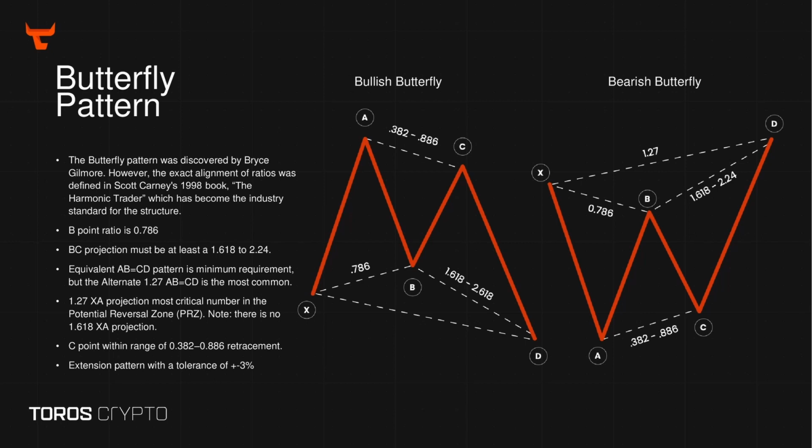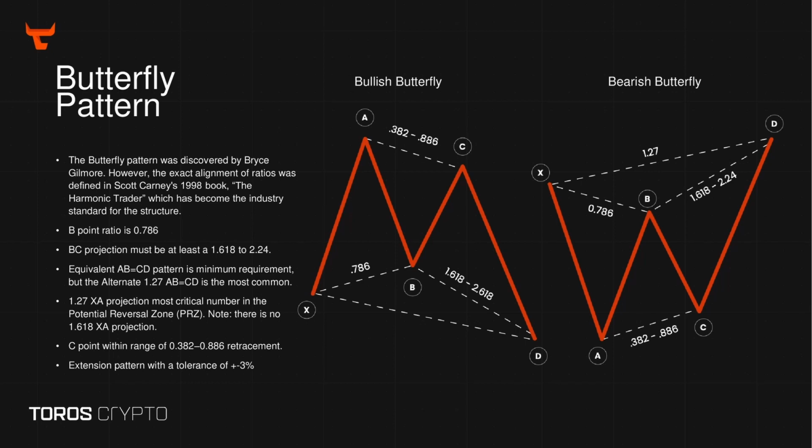And likewise with the bearish butterfly, you've got the X to A leg, you come up to the 786 for the B point, then go back down to the C point, which is between a 382 and an 886 retracement. So your C should be higher than your A point. You then project that BC leg into that D point, and it's a 1.618 to 2.24 there. And then your X to A projection is a 1.27.